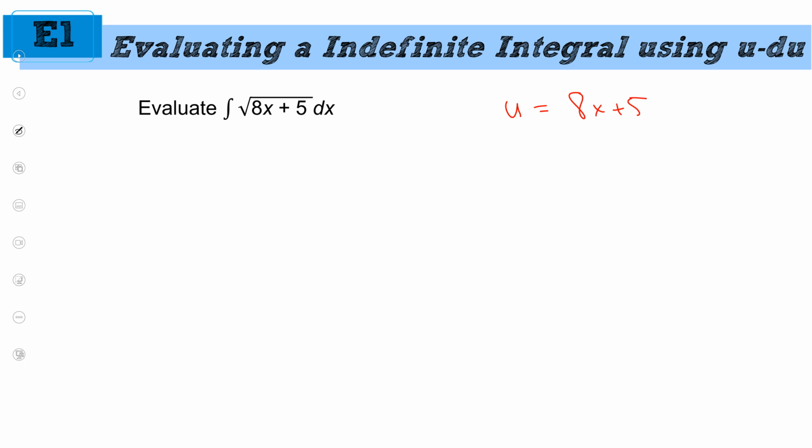Okay. Over here, we're going to take the derivative. So the derivative of u is du. Okay. The derivative of 8x plus 5 is 8 dx. So we're doing implicit differentiation because I have u's and x's there. Okay, so far? So, step 1, choose u. Step 2, take the derivative of your u expression. Step 3, solve for dx.